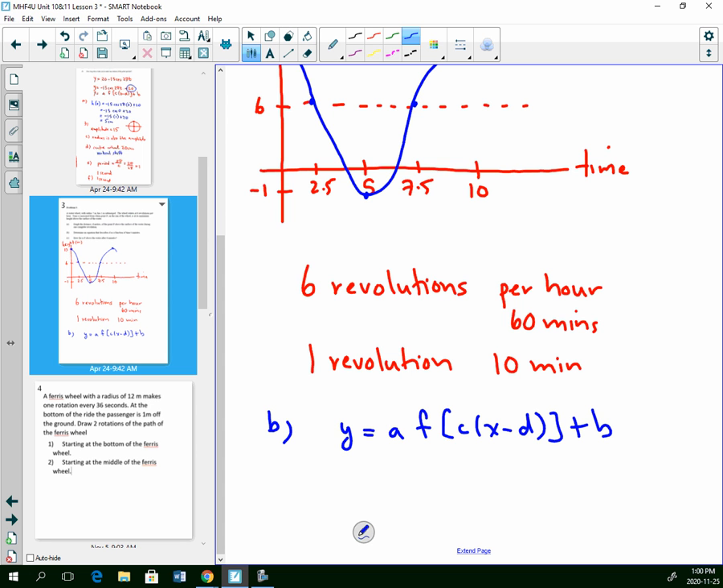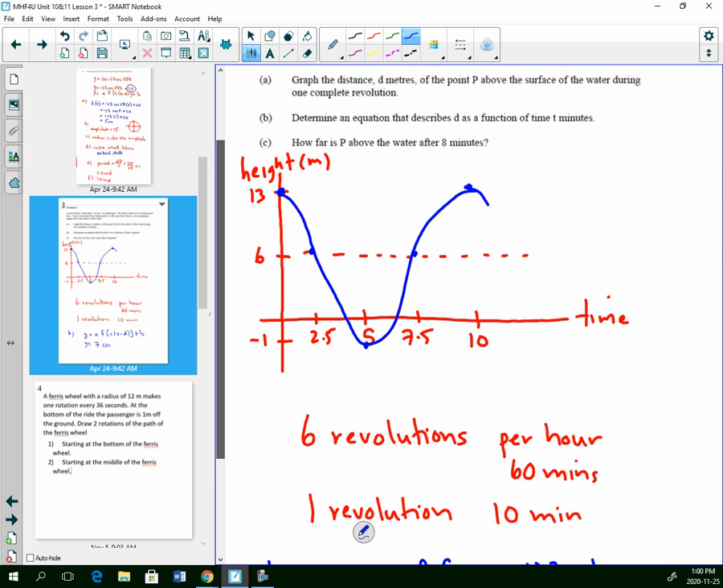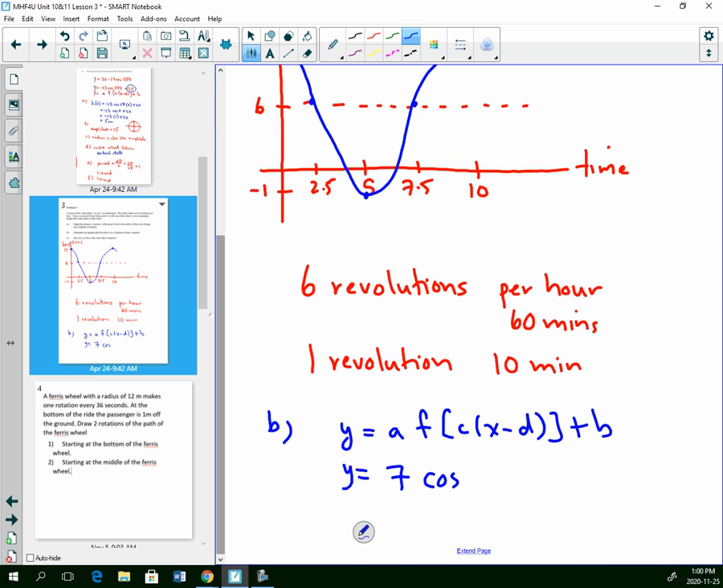Okay, so what do we know? We know the amplitude. The amplitude is the same as the radius. It is 7. I'm going to do cosine first because it looks like cosine, right? So it looks like a cosine curve that starts at the top. That means I don't have to do any horizontal shifts, so I'm just going to do cosine.